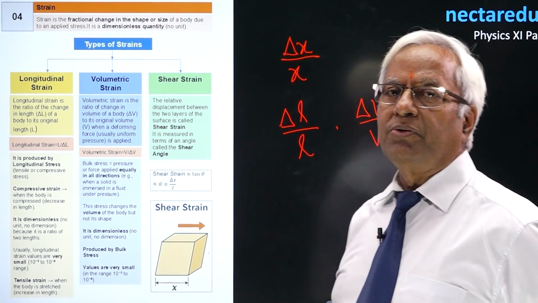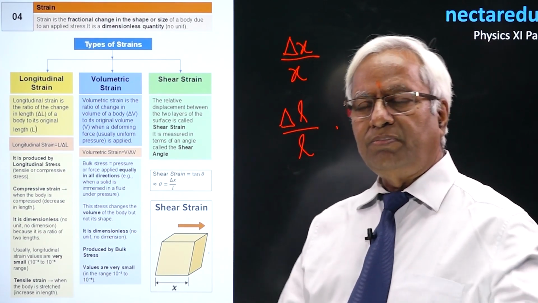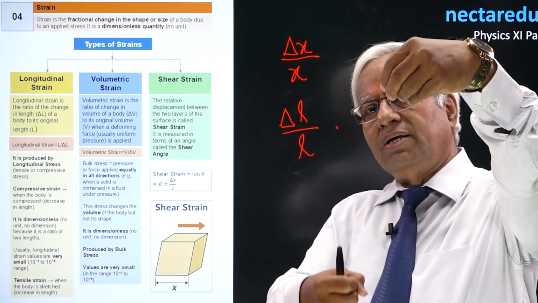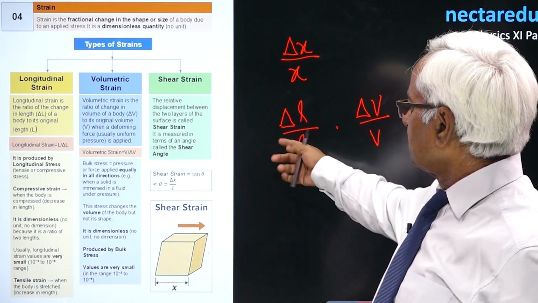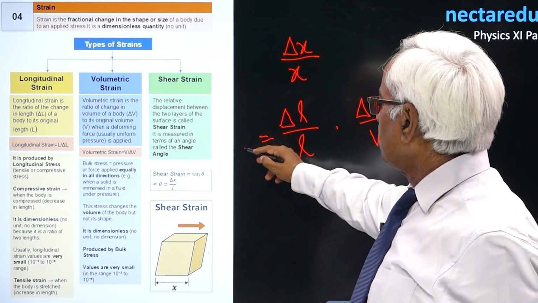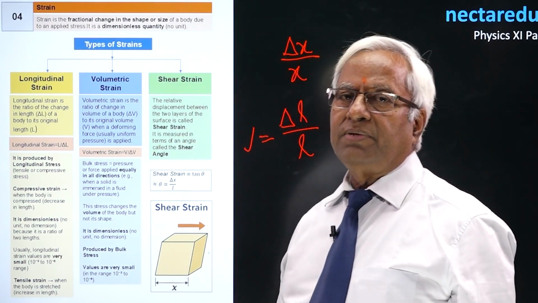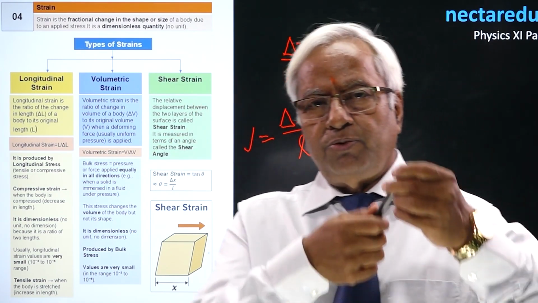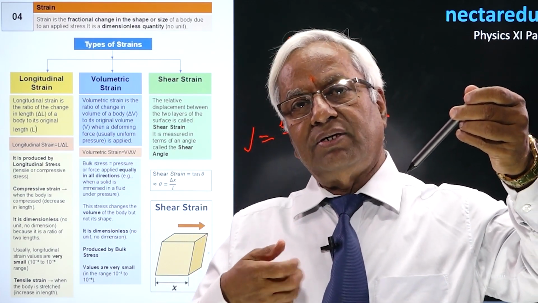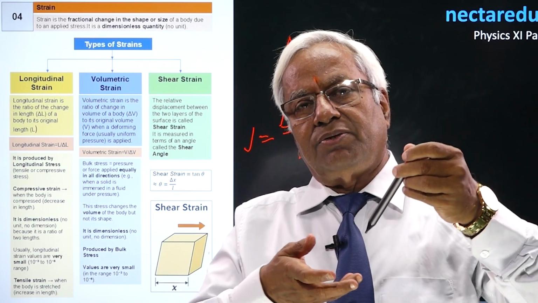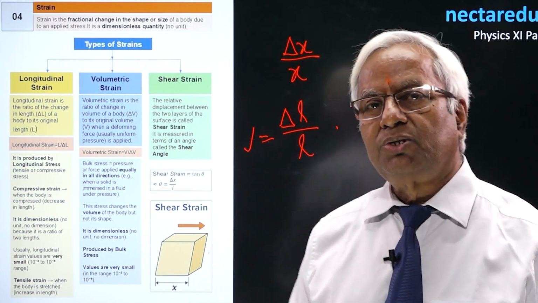Longitudinal strain could be produced by longitudinal stress only, meaning the force is applied along the length of the wire. The change in length upon length is going to be longitudinal strain. But at the same time, you must be aware that it could be of two types. When it is stretched, it is tensile strain. When it is compressed, it is compressive strain.